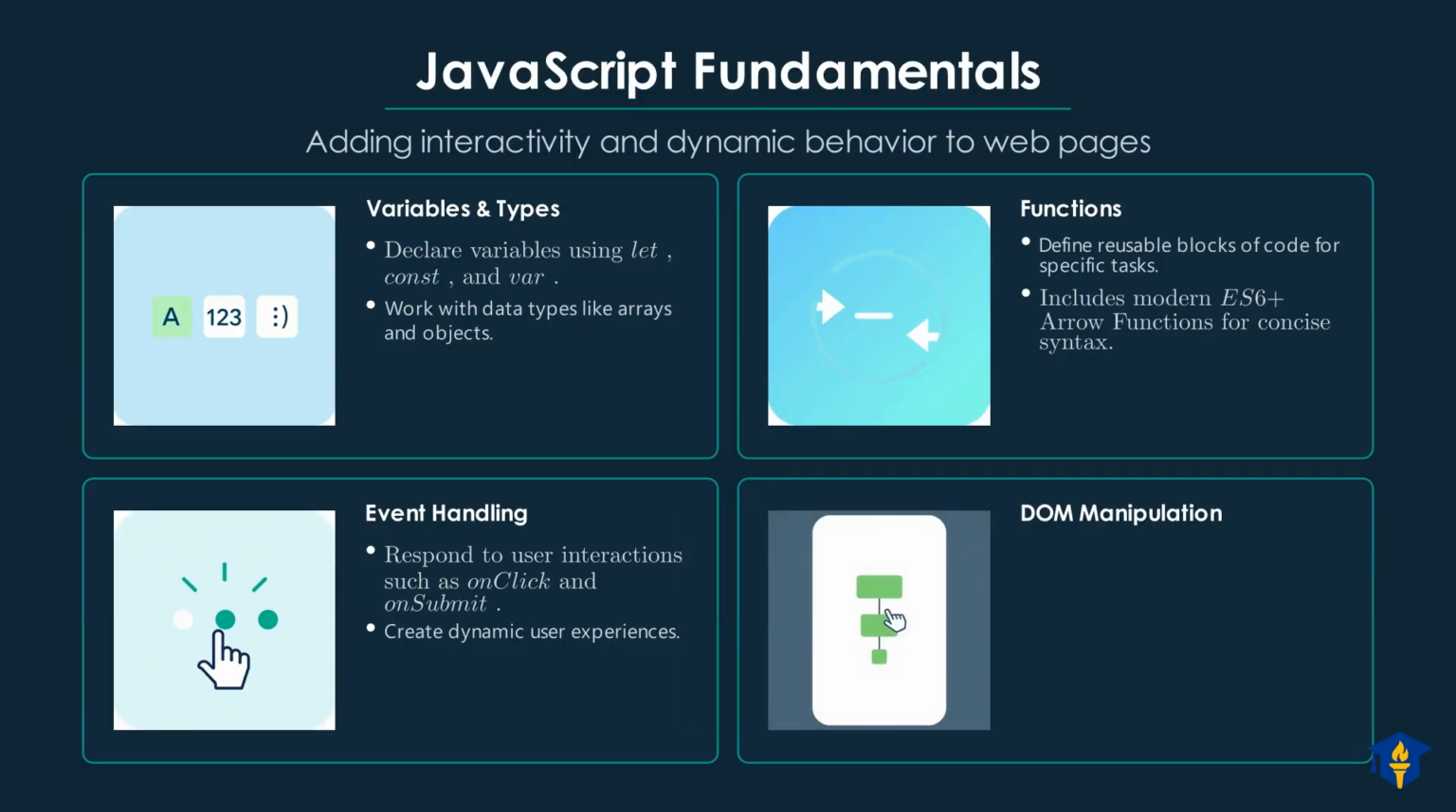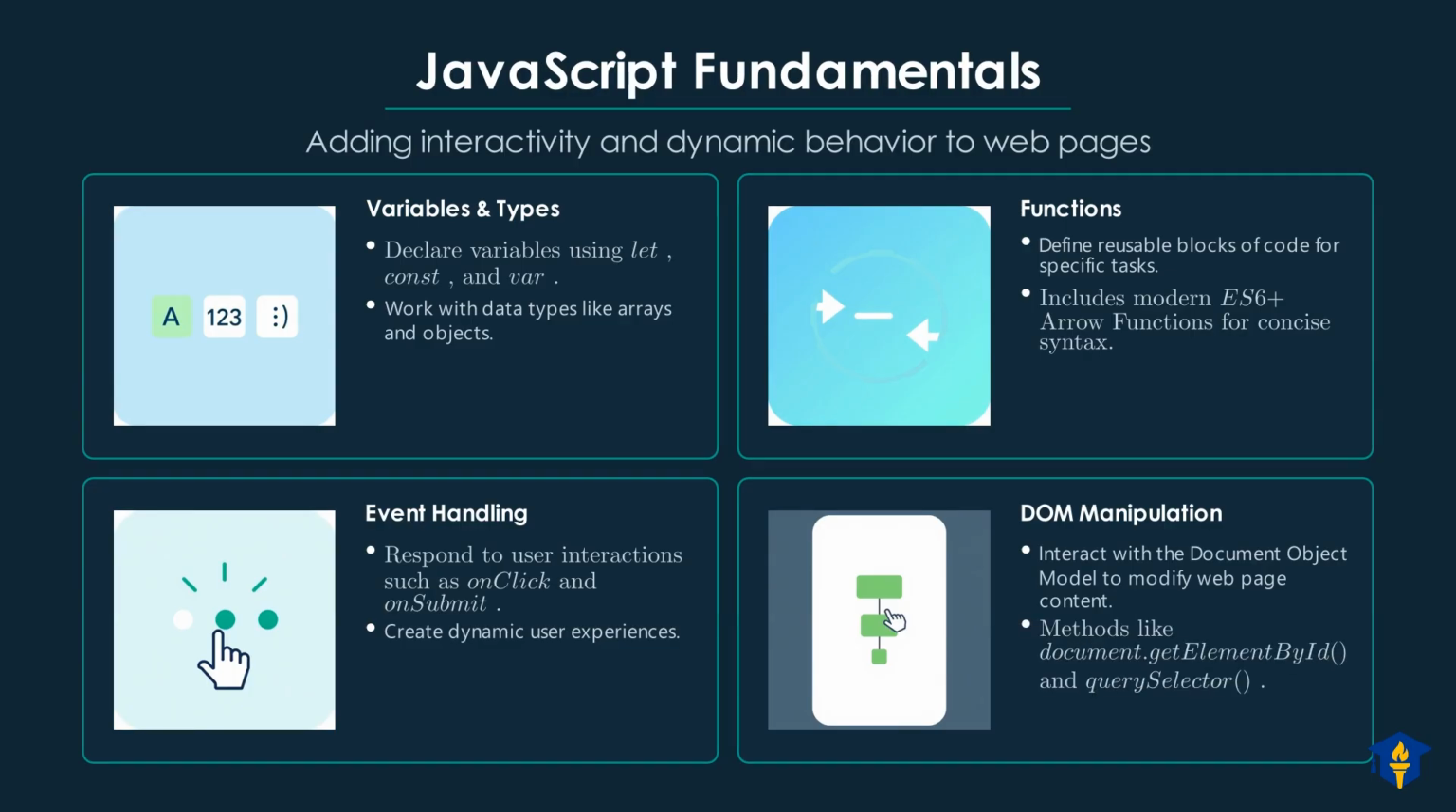Finally, we will discuss DOM manipulation, which lets JavaScript interact with the web page's structure. This involves interacting with the document object model to dynamically modify web page content and structure. Key methods for DOM manipulation include document.getElementById and querySelector.